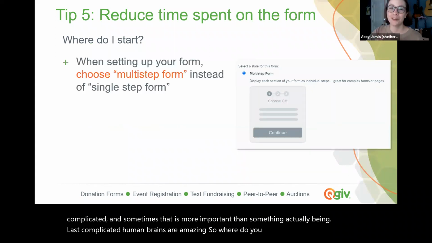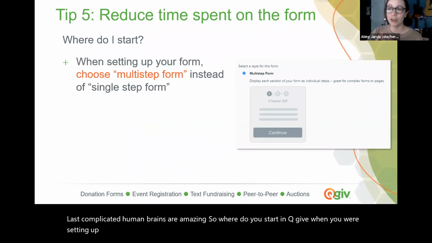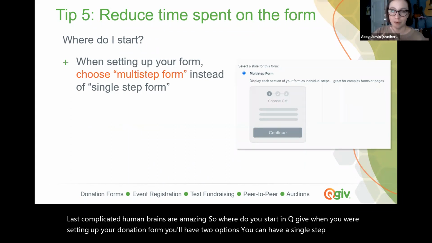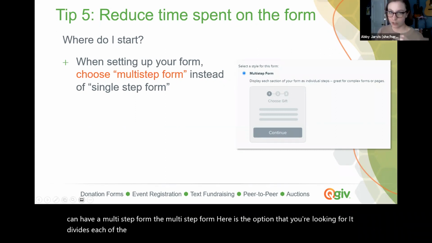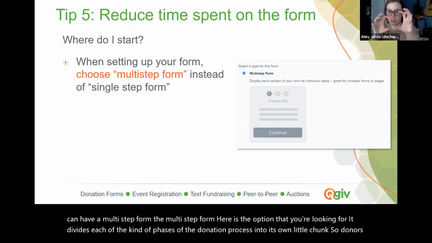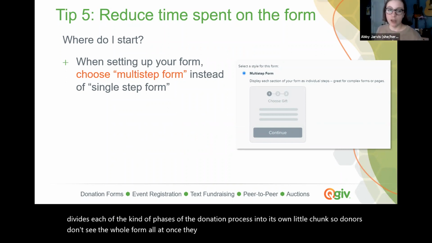In Qgiv, when you're setting up your donation form, you'll have two options. You can have a single step form, or you can have a multi-step form. The multi-step form here is the option that you're looking for. It divides each of the phases of the donation process into its own little chunk. So donors don't see the whole form all at once. They see individual manageable little chunks.